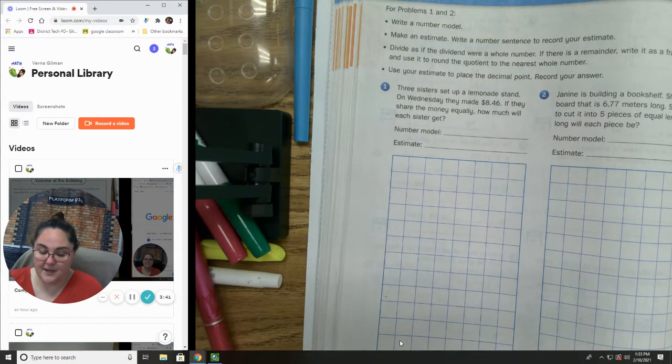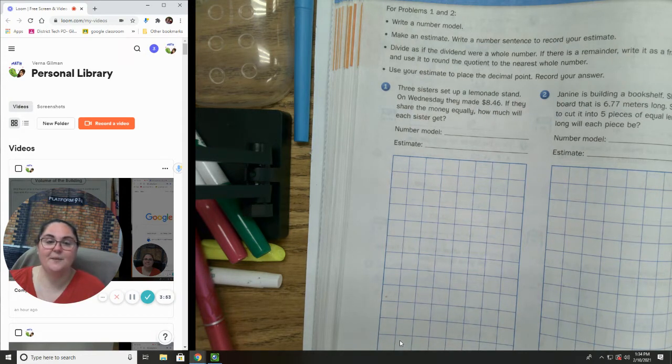Okay, so first I'm going to write my number model. What am I dividing? Am I dividing the sisters or am I dividing the money? I'm going to divide the money. Pay attention to how many sisters there are. What is your number model? Remember, a number model has a variable for the remainder. What is your number model?